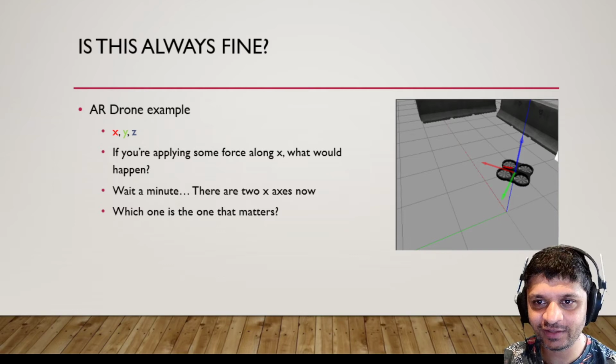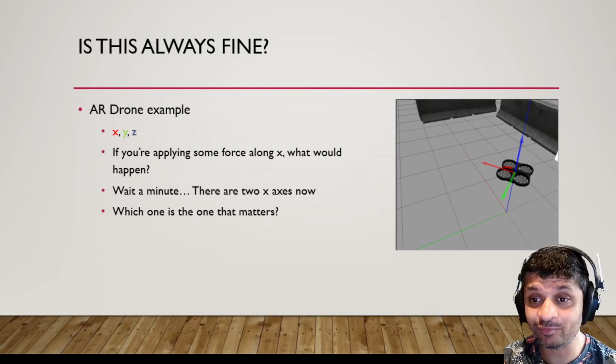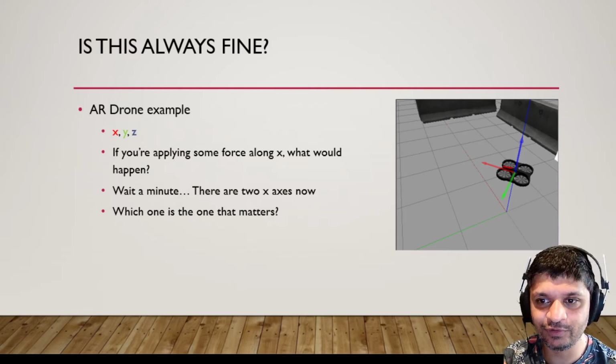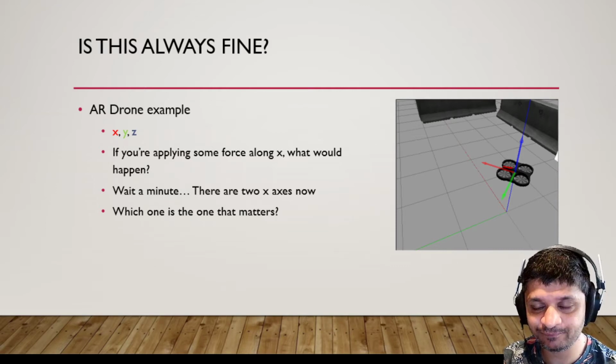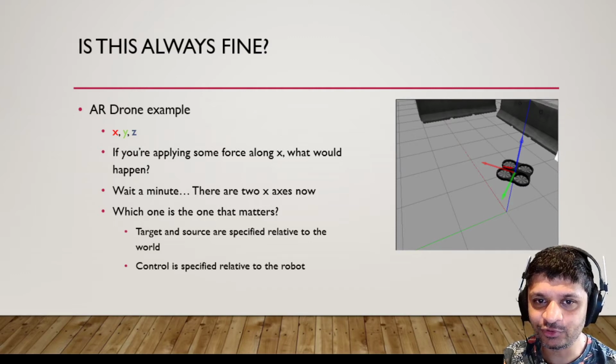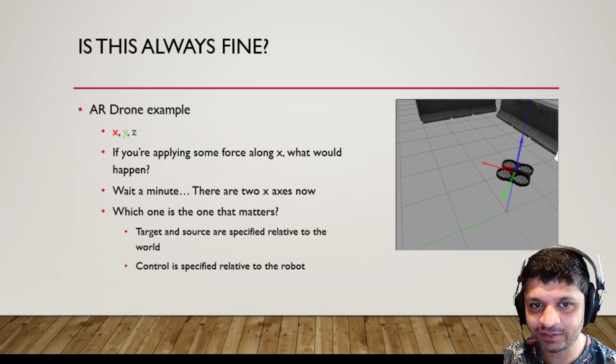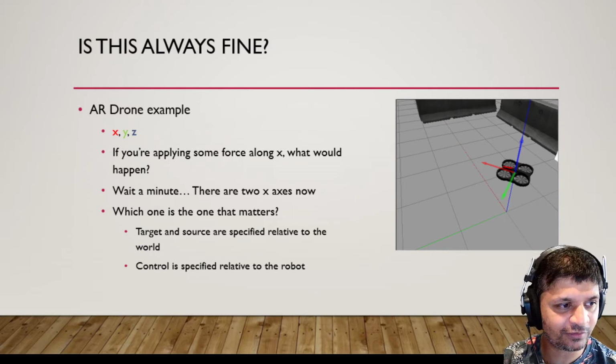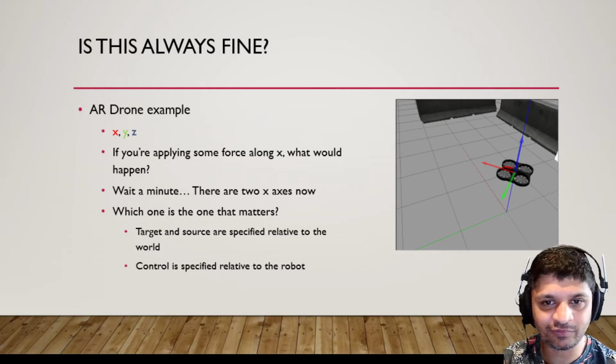There's the world's x-axis, which is the one we care about, right? When we talk about the position of the drone, we care about where it is in relation to the axes of the world. But the drone, when we apply some control, it moves along its own x-axis, right? The x-axis relative to the robot. So the problem is that the target and the source are specified relative to the world, but the control is specified relative to the robot.